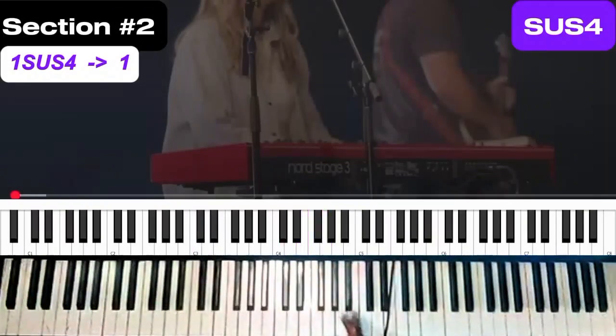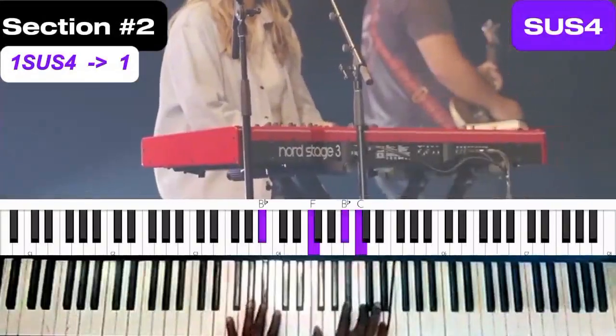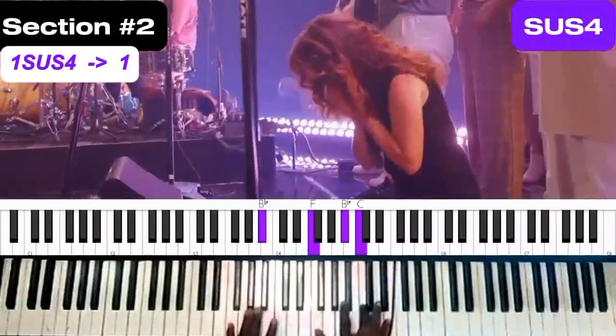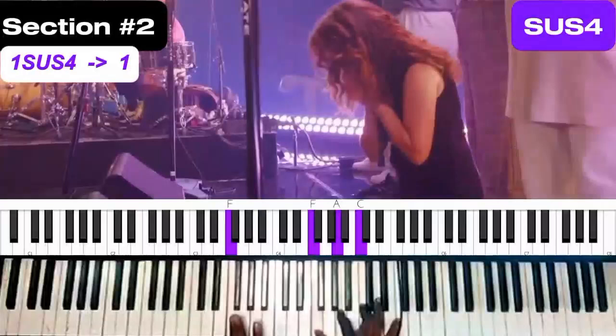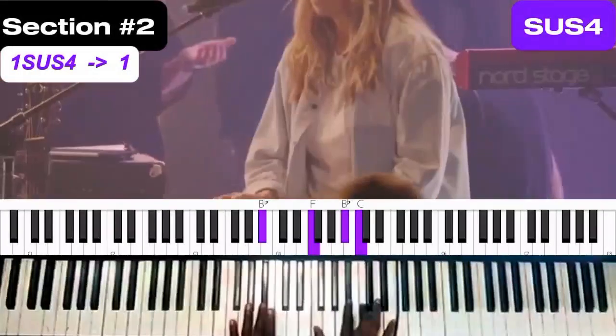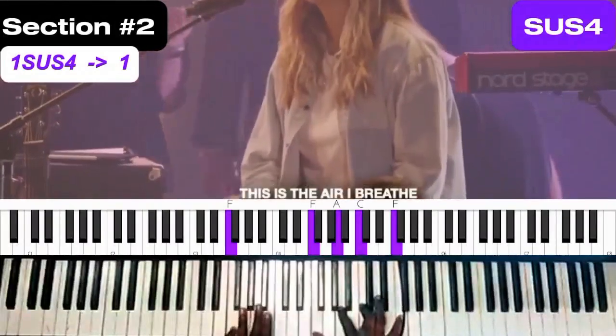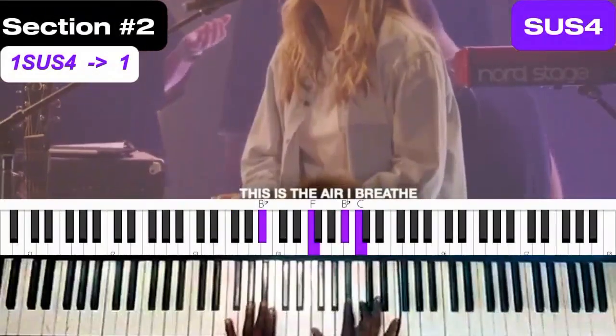A very good example of a worship song that demonstrates this is the song This Is the Air I Breathe, though it was sung in the key of F major. 1 sus4 to the 1.